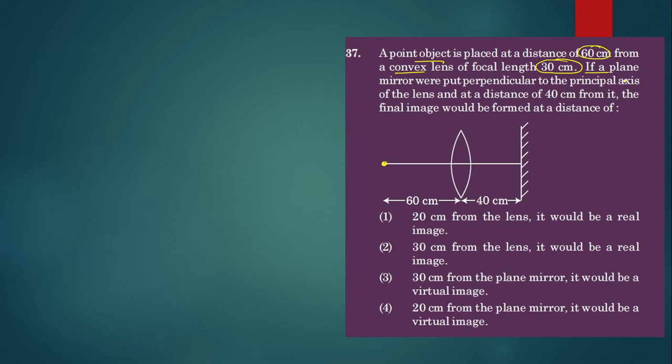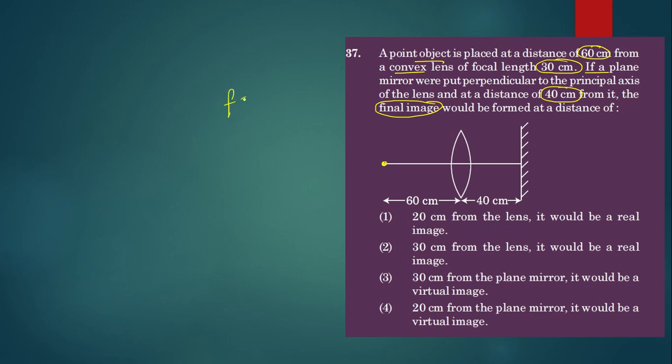The question further says that if the plane mirror were put perpendicular to the principal axis and the distance between the plane mirror and the lens is 40 cm, then we have to find the position of the final image formed by this combination and the nature of the final image as well.